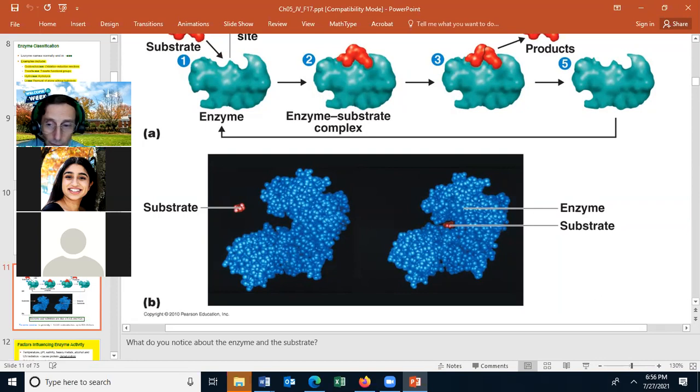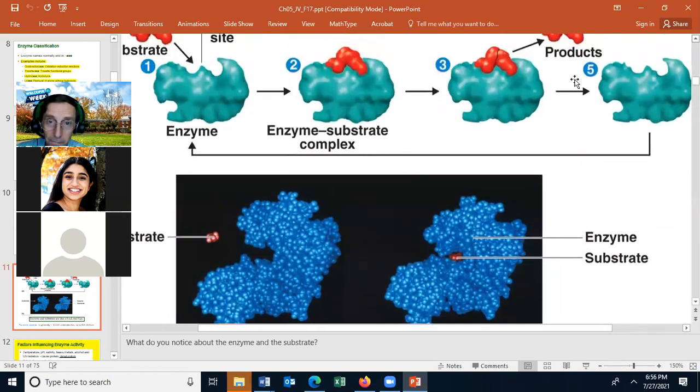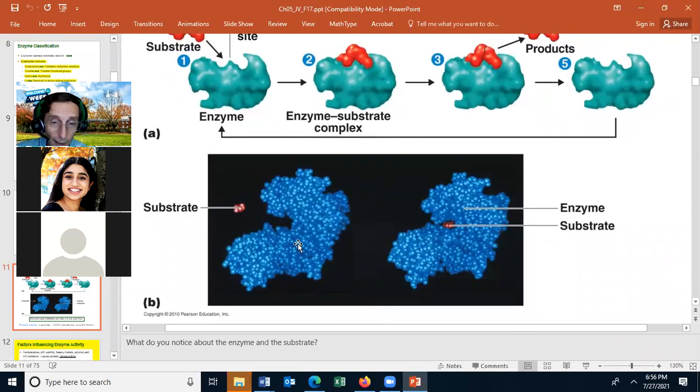The substrate, if you look at it really closely, you'll notice that its shape is slightly changed. It's a little flatter here. And that's what's happening when the substrate binds to the enzyme. It puts stress on the chemical bonds of the substrate, changing the substrate into the product. So it's very observant. Most students never see that. And then the third thing is that the enzyme is much larger than the substrate, and the enzyme changes its shape when the two are bound.